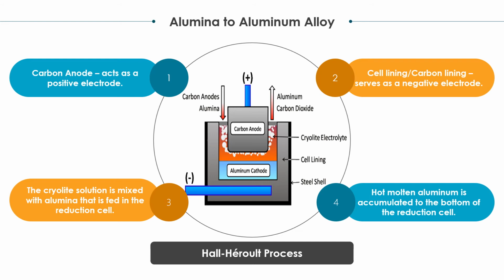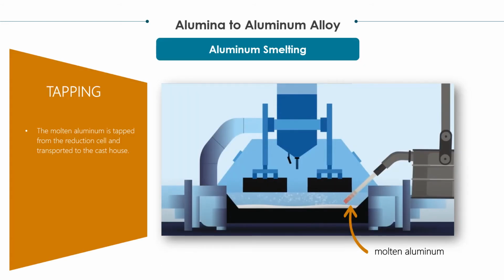Oxygen consumes carbon from the anode, forming carbon dioxide. The hot molten aluminum accumulates at the bottom of the reduction cell. From the bottom of the reduction cell, the molten aluminum is tapped and transported to the cast house. In the illustration, the hot molten aluminum is being tapped by a crucible.